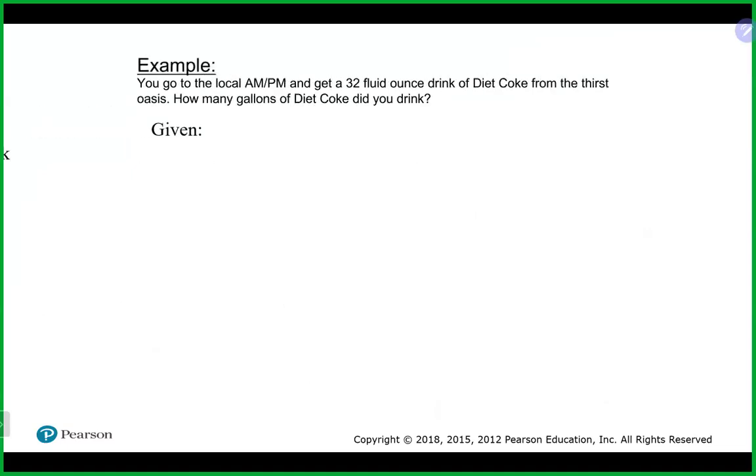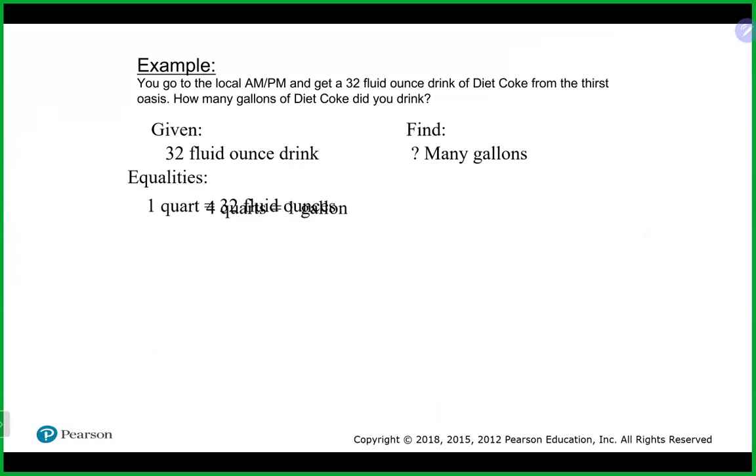All right, let's try another one here. Why not? You go to AM/PM, get yourself a 32 fluid ounce drink of Diet Coke from the Thirst Oasis. Crushed ice, cubed ice, your choice, but everybody takes crushed, don't they? There is no choice really at that point. You take crushed ice. All right, so we want to know how many gallons of Diet Coke did I just drink? Here's a couple of equalities that might be helpful for you. So see what you come up with, set it up.